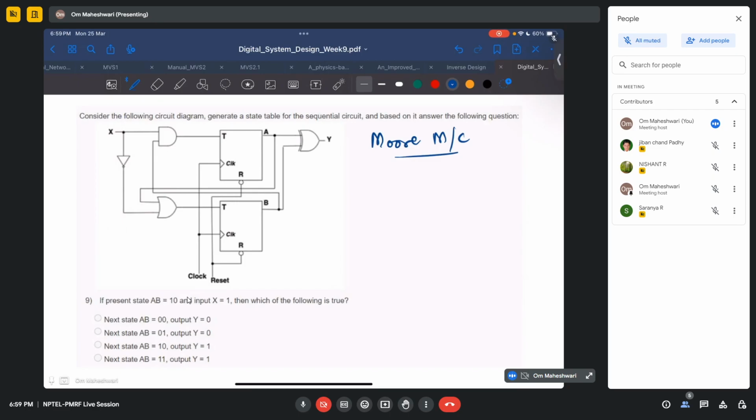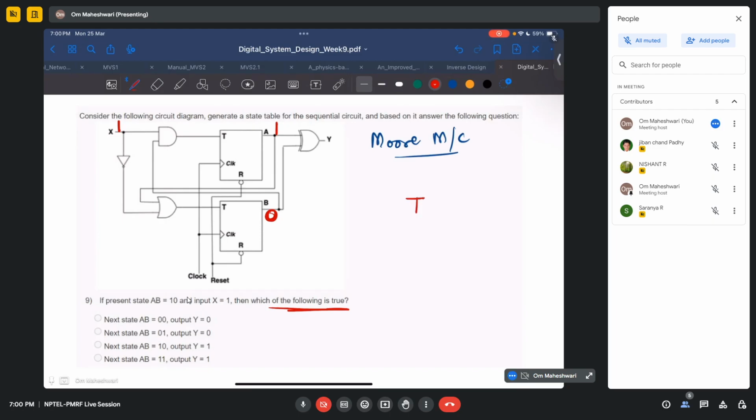Okay, so the question is, you have to answer the following. If the present state is AB equals to 1, 0, so let us write it. A is 1, B is 0, and input X is 1. Then which of the following is true? So we have to tell the next state and the output.